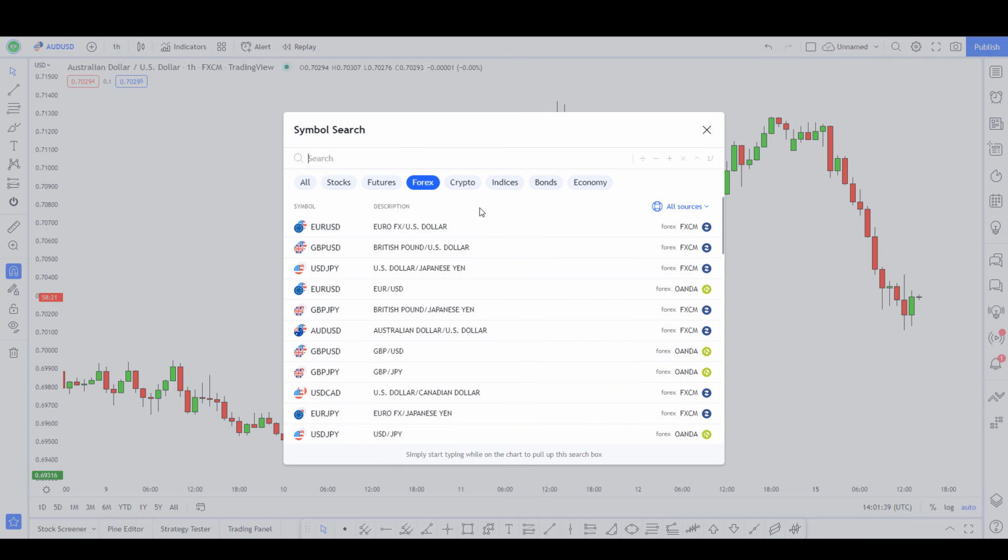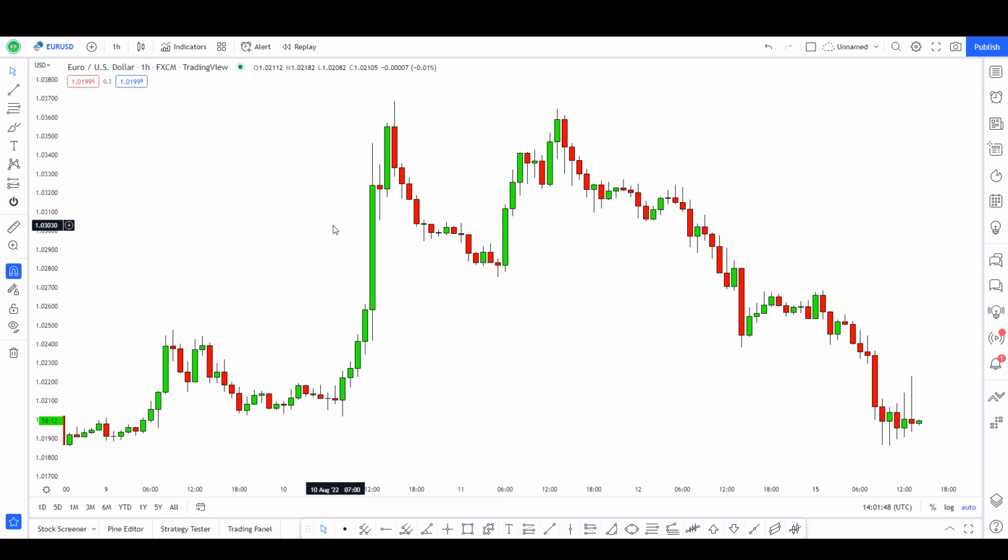Let's say you want to trade forex. You click on the forex tab, and then a list of forex symbols will open. By clicking in one of them, like the Euro USD, you will open the Euro USD price chart.